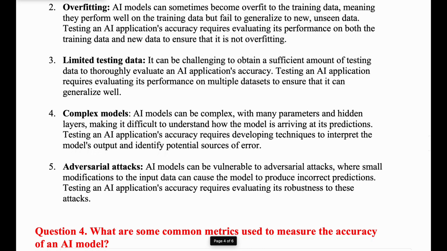And the last challenge is adversarial attacks. AI models can be vulnerable to adversarial attacks where small modifications to the input data can cause the model to produce incorrect predictions. Testing an AI application's accuracy requires evaluating its robustness against these attacks.